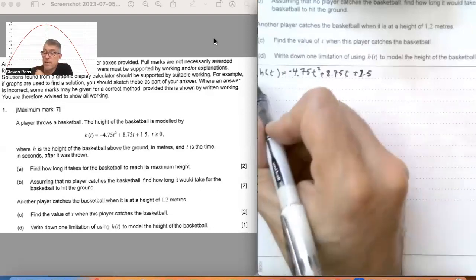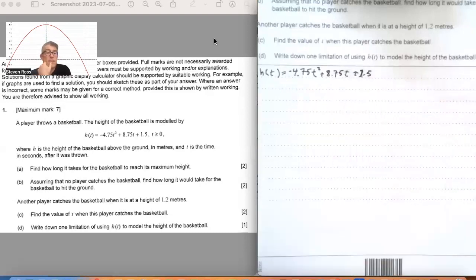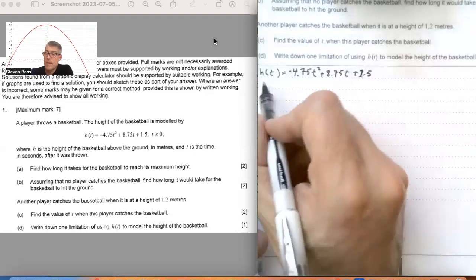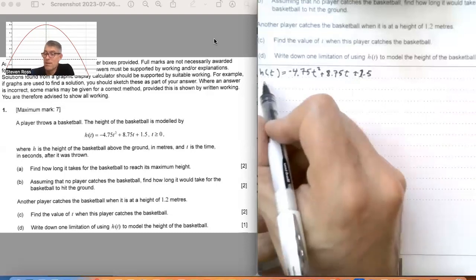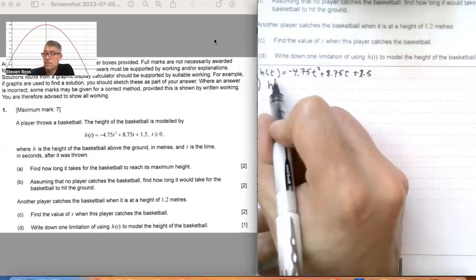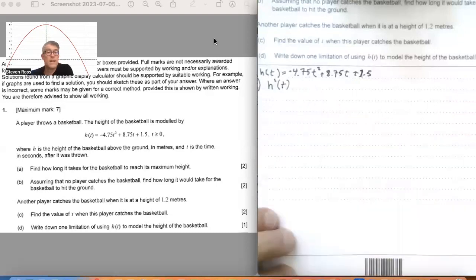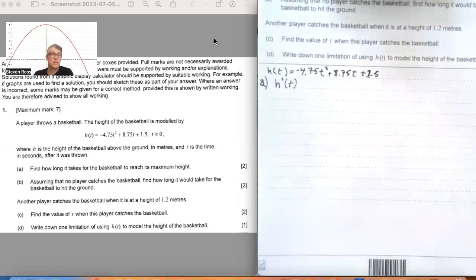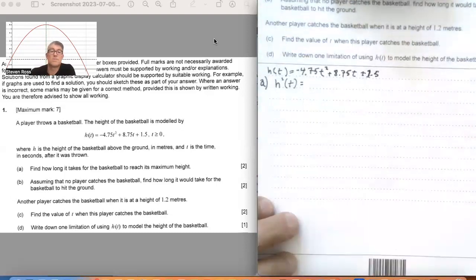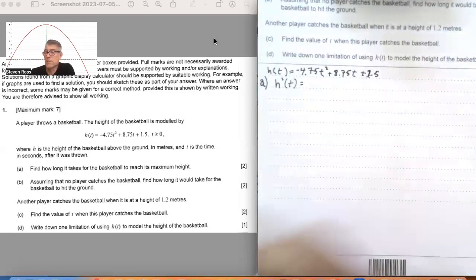Okay, so part A. Let's go ahead and solve it. Find out how long it takes for the basketball to reach its maximum height. And I think it's a good idea to do at least some of these problems by hand. So for the very first question, I'm going to use old-fashioned calculus. I'm going to take the derivative of the function and then set it equal to 0 and then solve for t. And then that t is going to tell me where that maximum value is going to be.